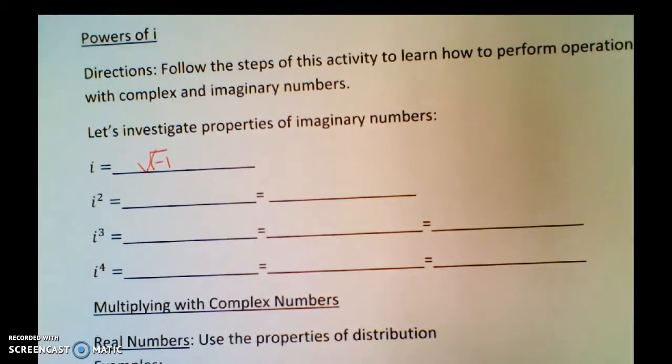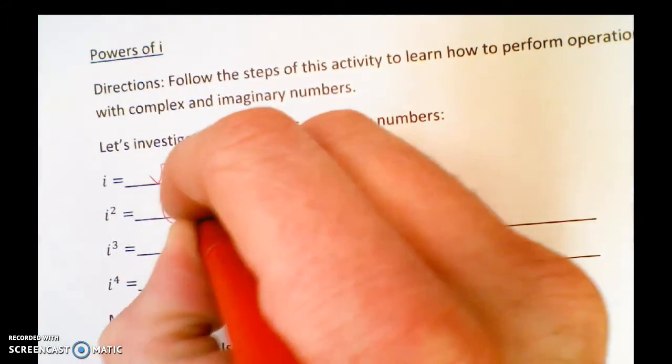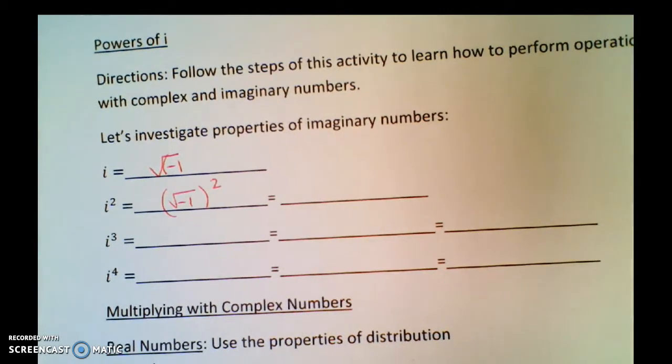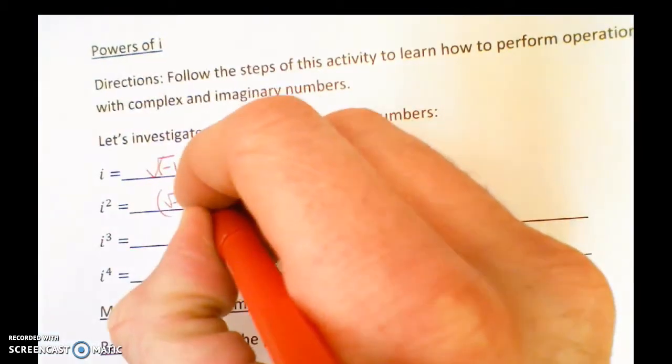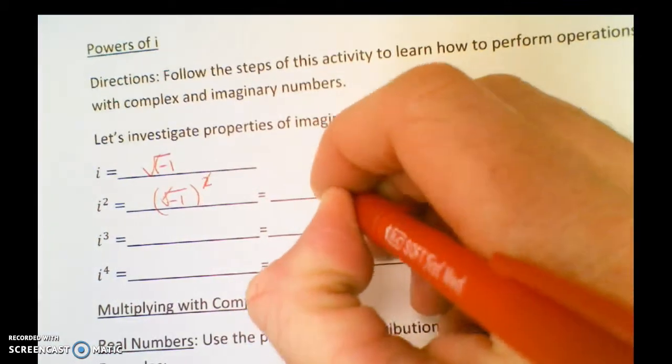So if I wanted to know what i squared was, I know i is the square root of -1, so I'm going to square it. What happens to our radical when we square it? Well, remember, this is the inverse operation. It undoes this. So i squared really turns out to be -1.